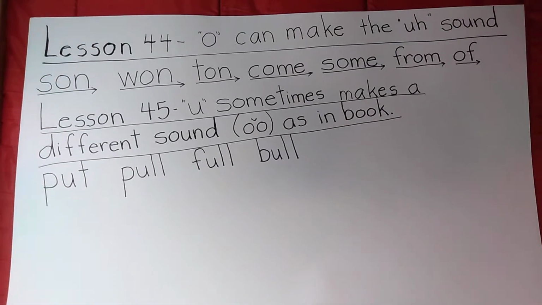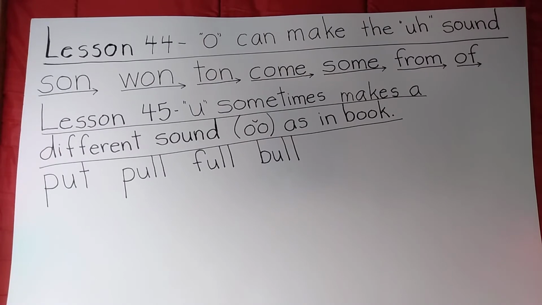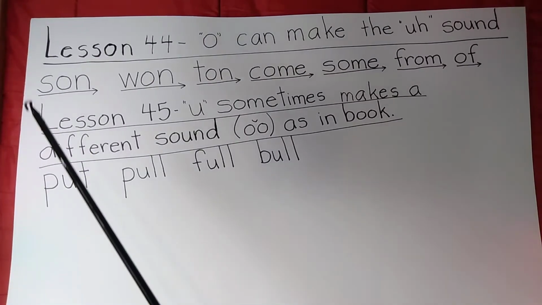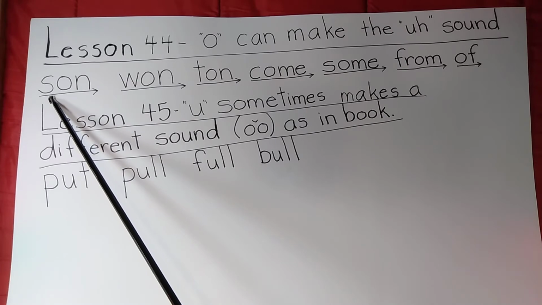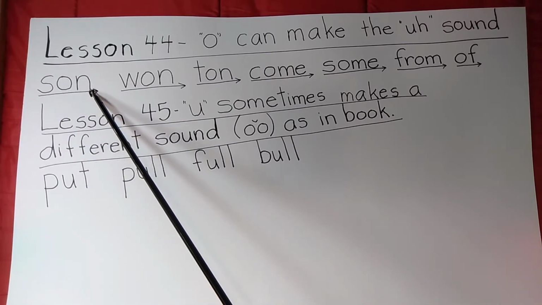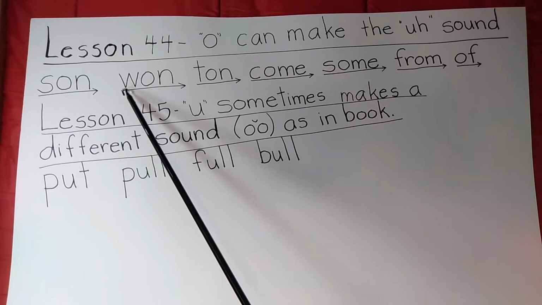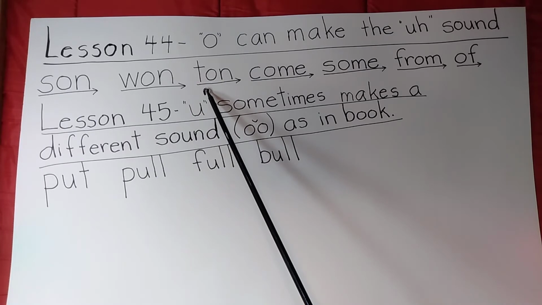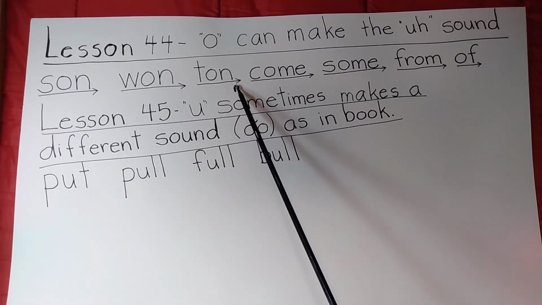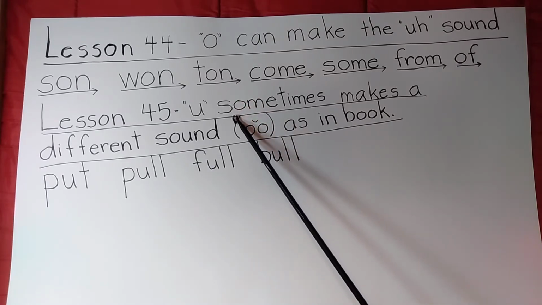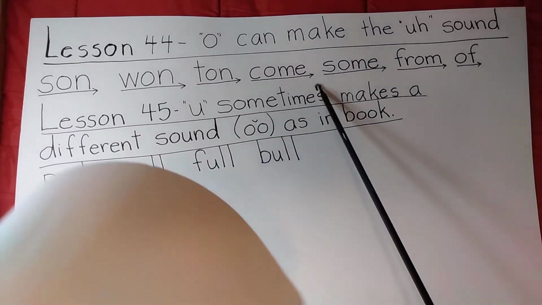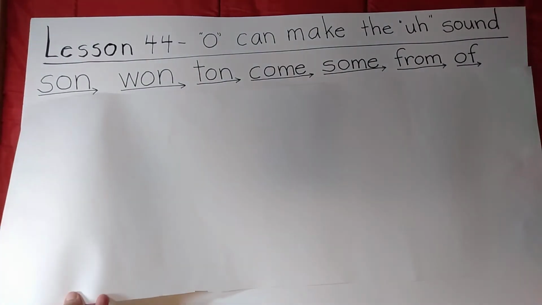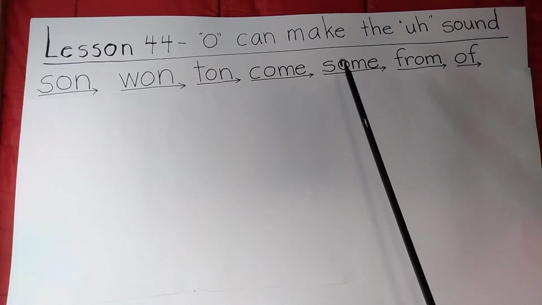Okay, sometimes the O makes the short U sound. Some very familiar words. Here we have son, father and son. One, like you won a game. Ton, something that weighs a lot. We would call something super heavy, weighs a ton. And I should cover up lesson 45 here, so that doesn't confuse you.